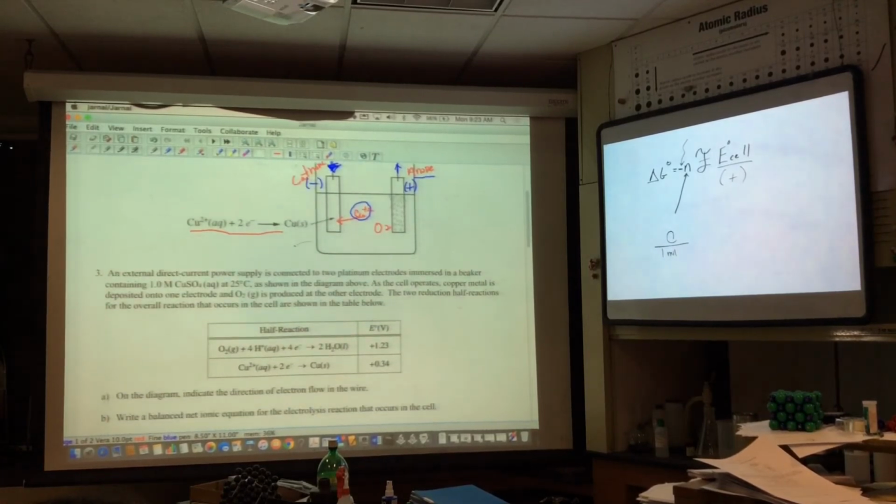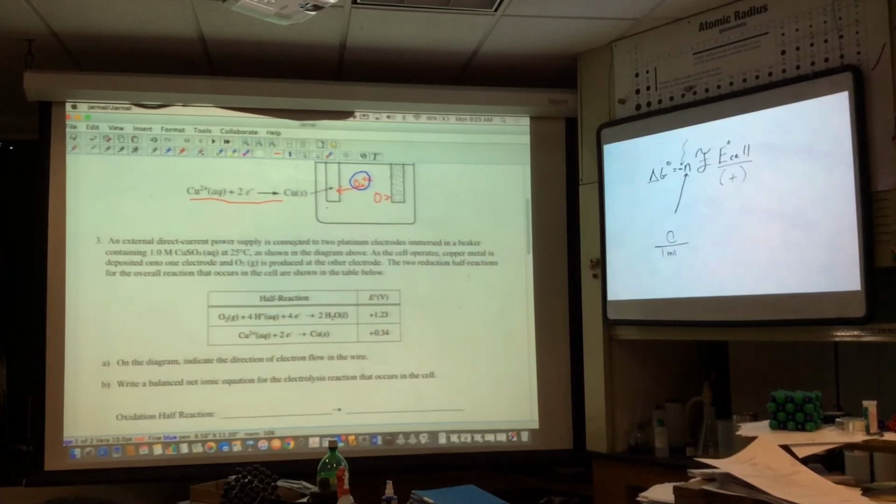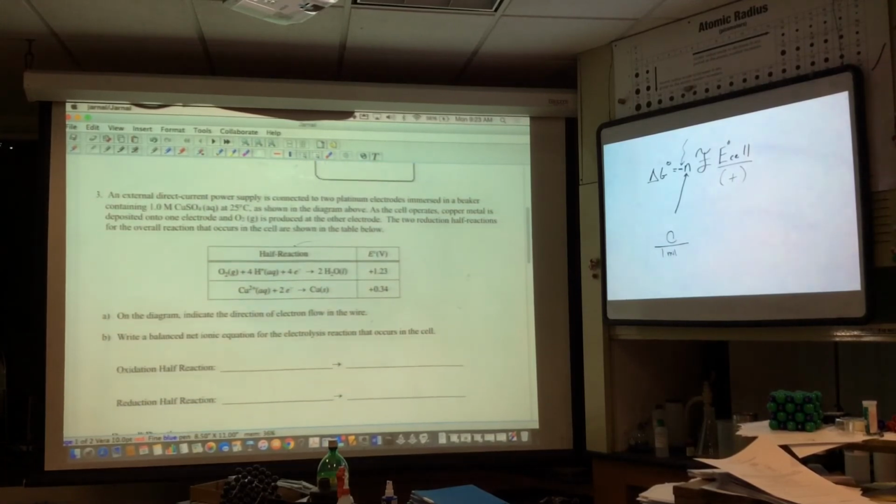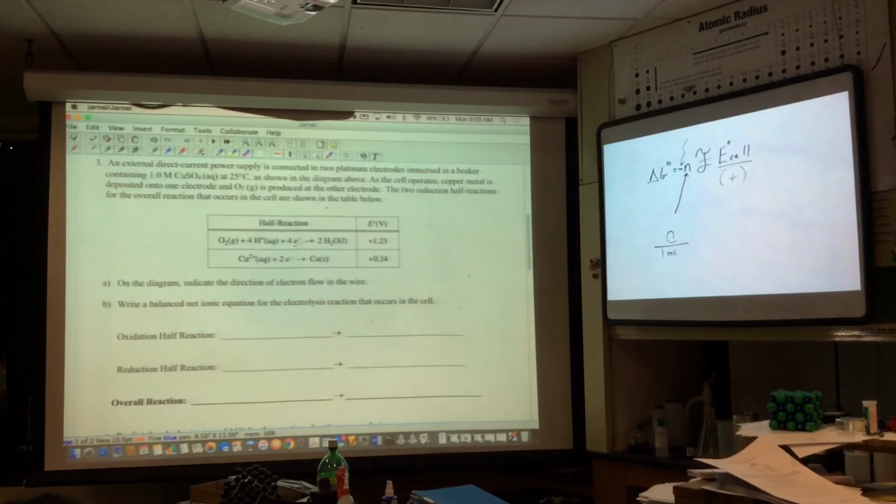Thank you very much. Write a balanced net ionic equation for the electrolysis reaction that occurs in the cell. Okay, first and foremost, I know that I'm going to keep this one as is because that reduction is occurring. Okay? And we were making oxygen, correct? So this one is the what?